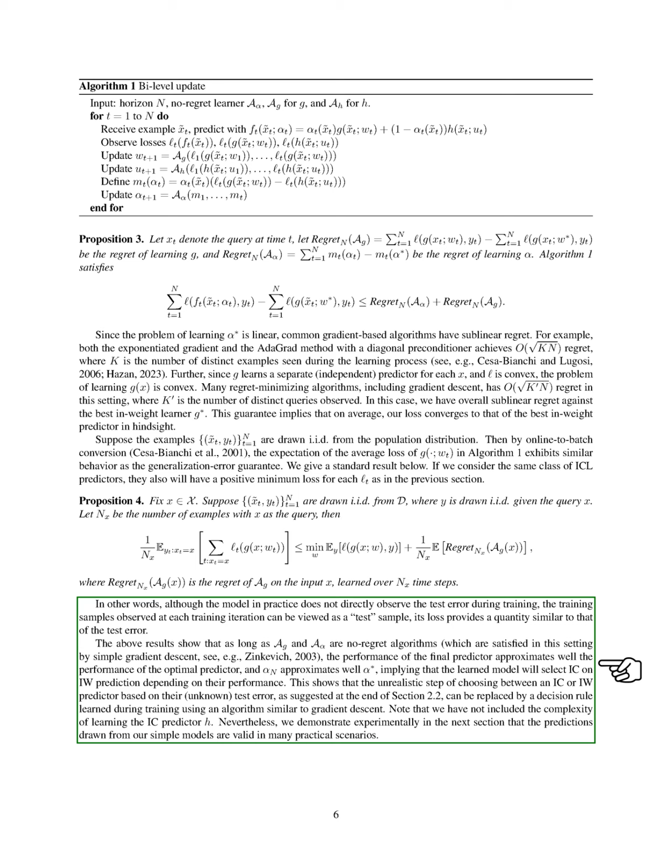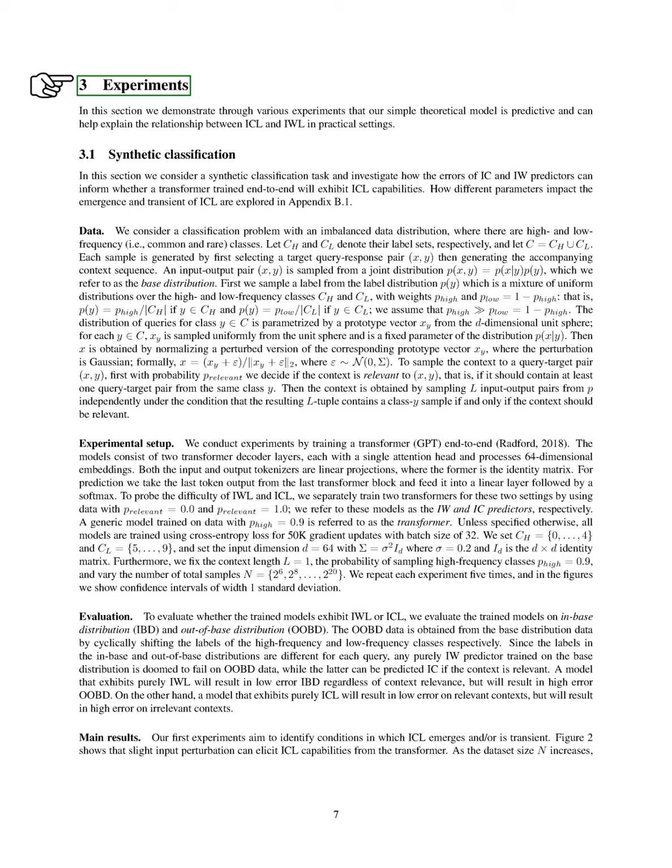the optimal predictor. This means that our learned model will effectively choose between in-context and in-weight predictions based on their performance. We conclude that the unrealistic notion of selecting predictors based on unknown test error can be replaced by a decision-making process learned during training, similar to gradient descent. We will demonstrate through experiments in the next section that our simple models yield valid predictions in many practical situations.